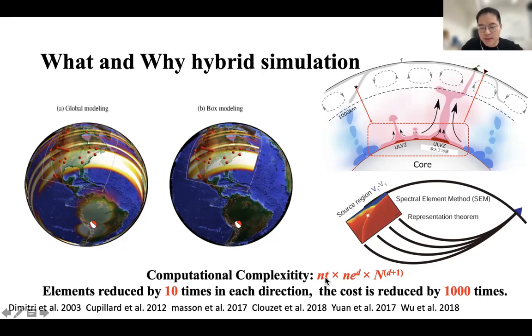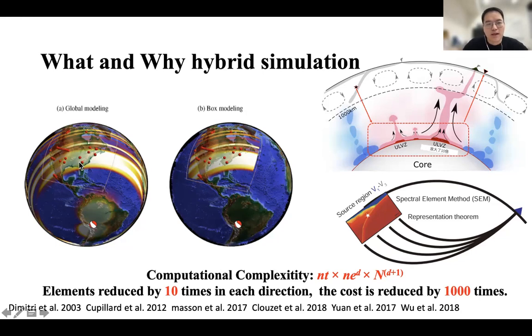NT is the number of time steps. NE is the number of elements in one direction, like X, Y, Z. D here is 3. And N is the calculation for each element. We will see later what the elements are, but this is a very simple estimate of the computational complexity. We can say that NE to the power D is the number of elements of the whole global Earth.